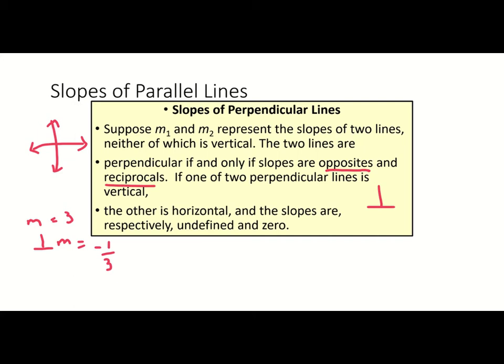So again, slopes for perpendicular lines are opposites and reciprocals. You have to have both.